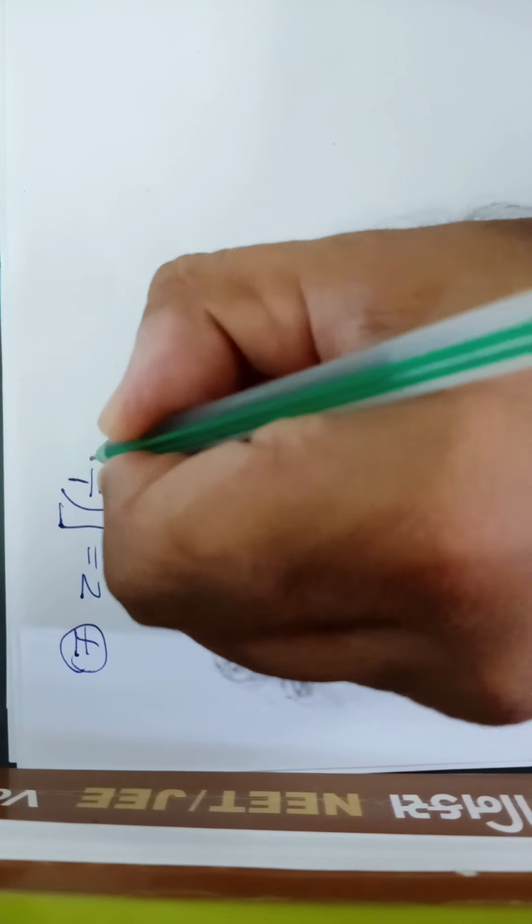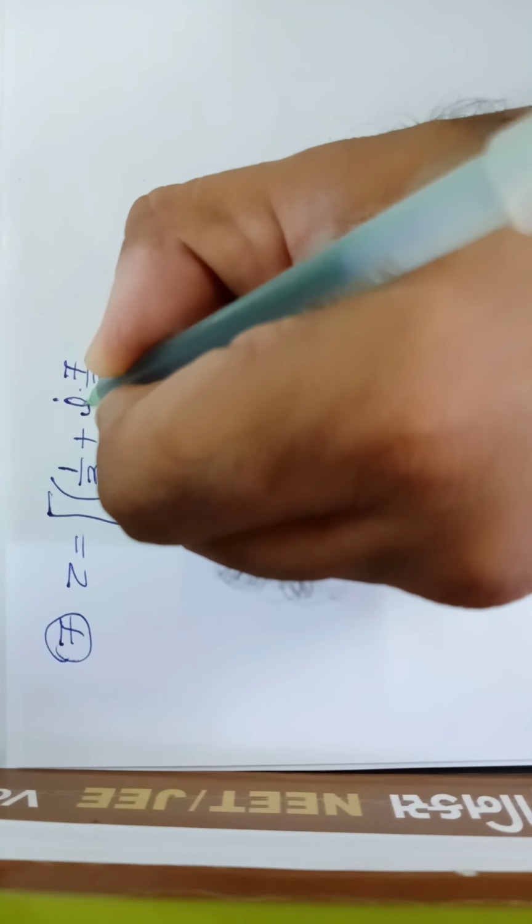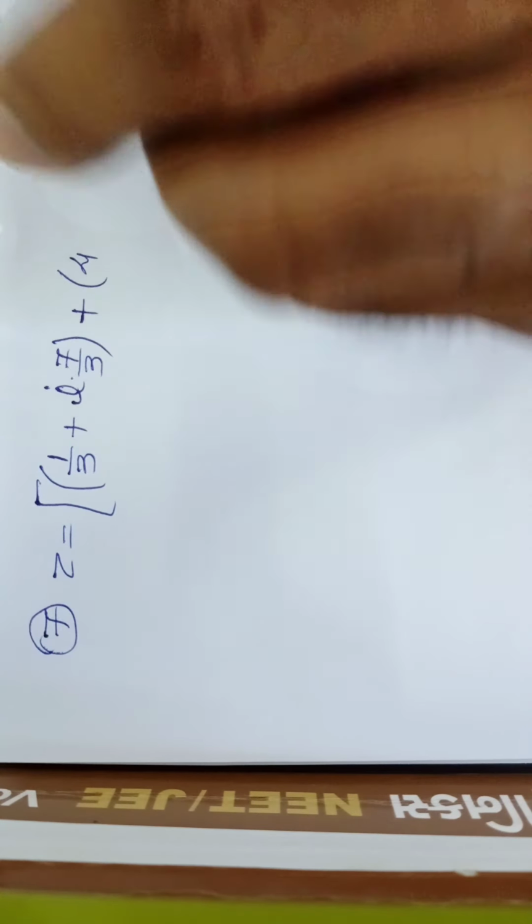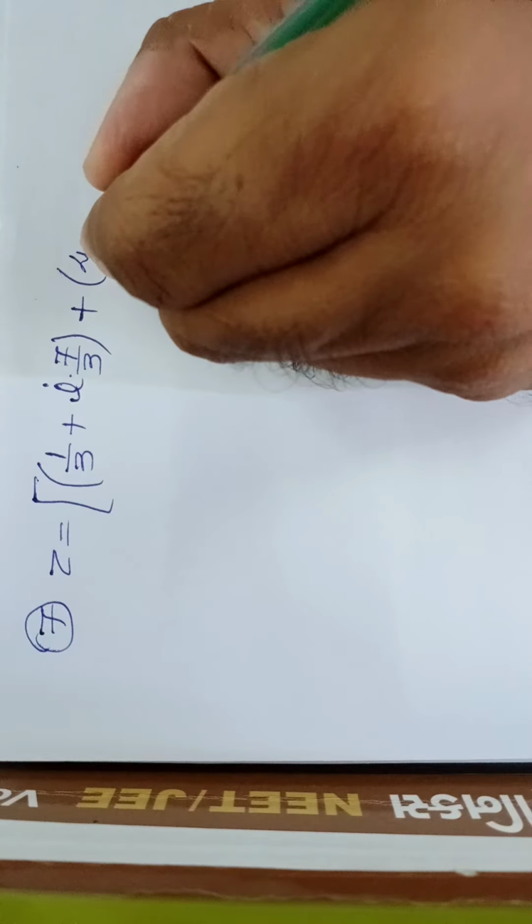But now this question is once again in homework. Z is equal to 1 by 3 plus i into 7 by 3, plus in the bracket 4 plus i into 1 by 3, and minus in the bracket minus 4 by 3 plus i. I hope that you easily solve it because it is just calculation, so you have to solve it yourself.